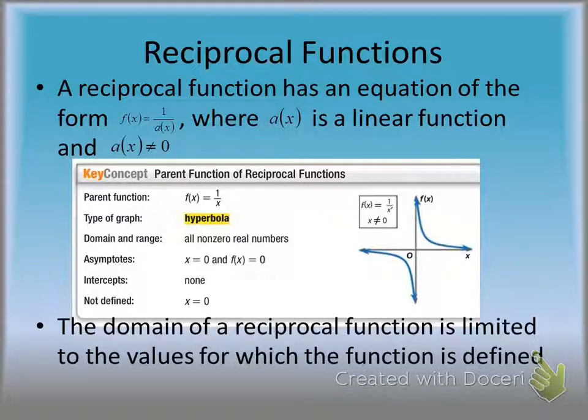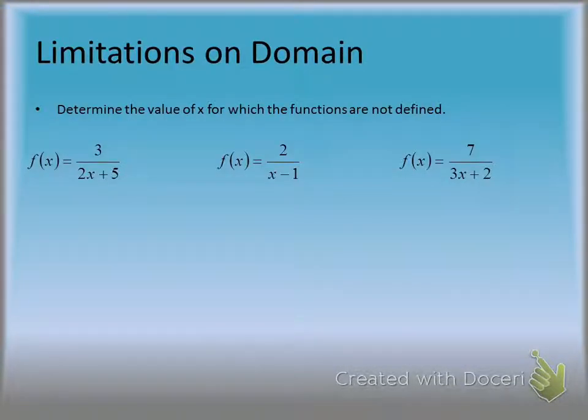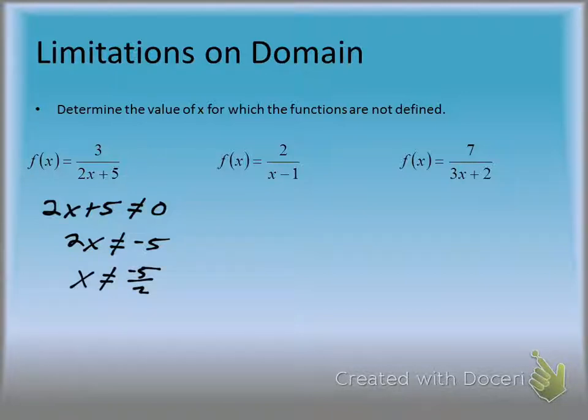So before we start actually graphing these, we have a couple of examples to determine the limitations on your domain. Determine the value of x for which the functions are not defined. We have 3 examples here. The first one is 3 over 2x plus 5, and the way we're going to do this is you take your denominator, 2x plus 5, and that cannot equal 0. So you solve that equation. Subtract 5 from both sides, so 2x can't equal negative 5, and divide by 2, x cannot equal negative 5 halves. So when we graph this one, the asymptote would be at negative 5 halves.